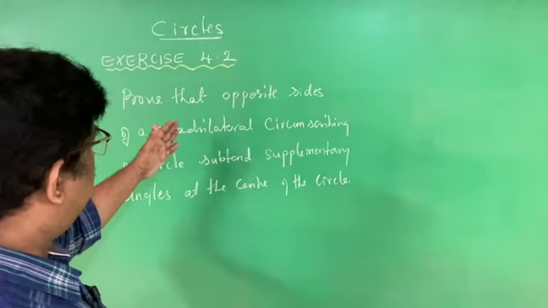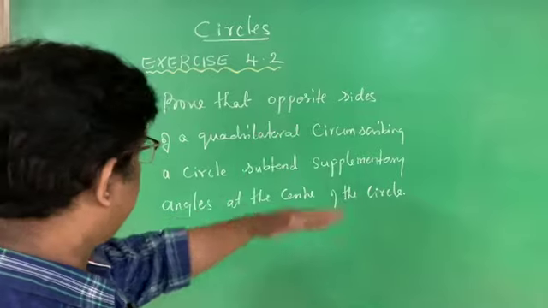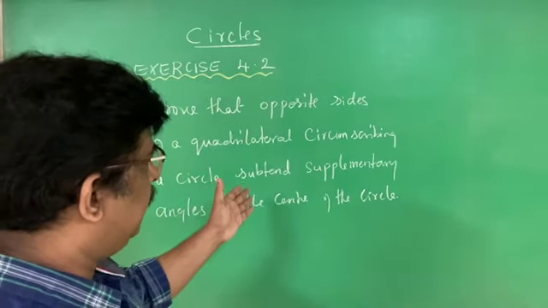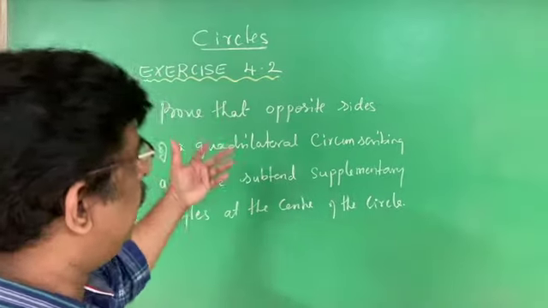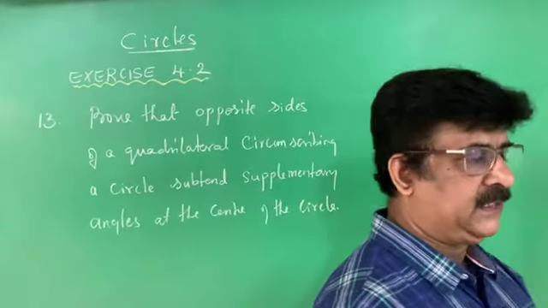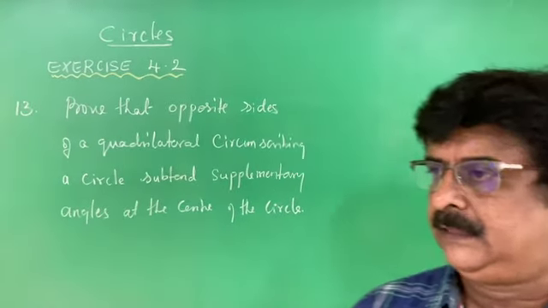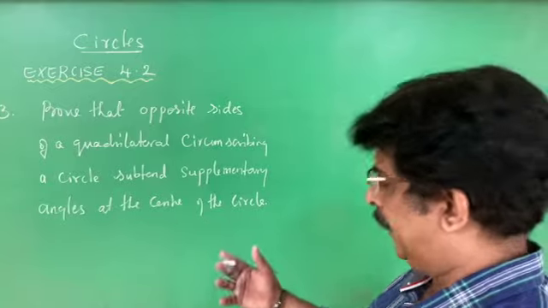Prove that opposite sides of a quadrilateral circumscribing a circle subtend supplementary angles at the center of the circle. First you have to understand the statement. There is no diagram because, since it is a rider, we have to draw everything ourselves. It is just like a theorem, we have to prove it.